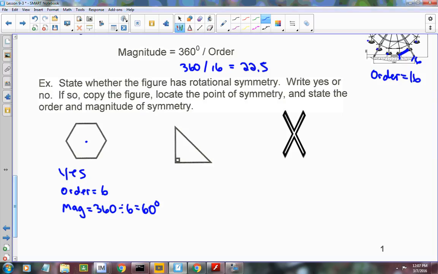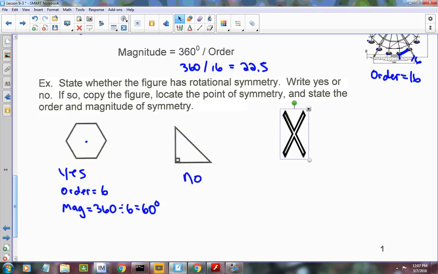What about the right triangle? Does it have rotational symmetry? No, it does not. What about the X? No, you don't think so? I'm going to show you some magic. If I rotate about the center, and I continue rotating, if I go 180 degrees, what happens? It matches back on, doesn't it? And then I go back up here to where I started.